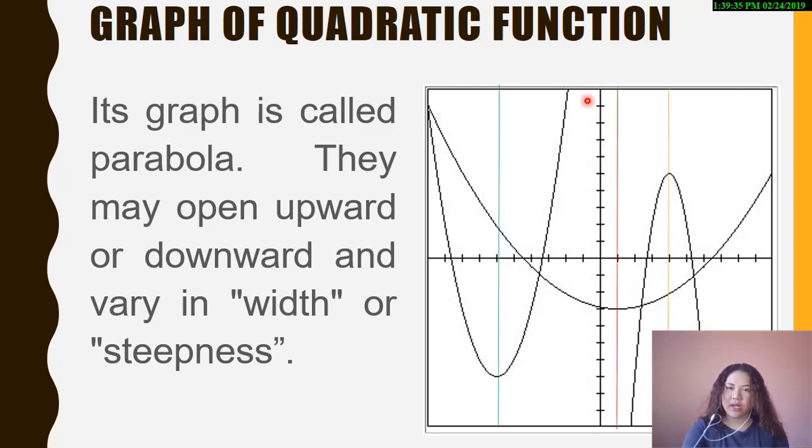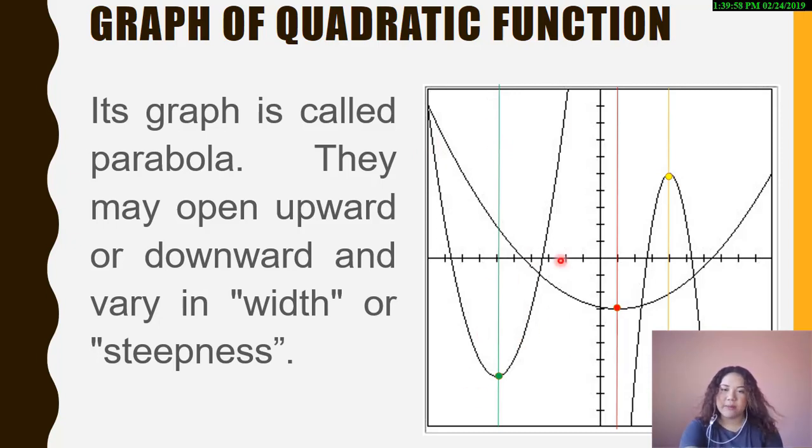You can see the green, red, and yellow lines here. These lines are called the axis of symmetry. The axis of symmetry is the line that divides a parabola into two parts that are mirror images, meaning a parabola is always symmetrical. And the point where the axis of symmetry and the parabola meet is called the vertex.